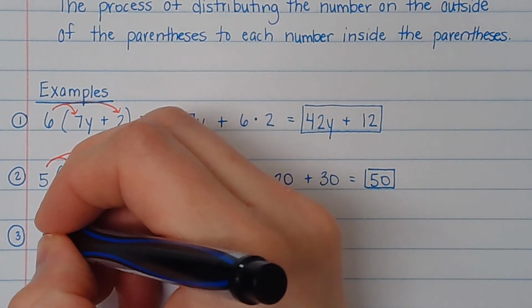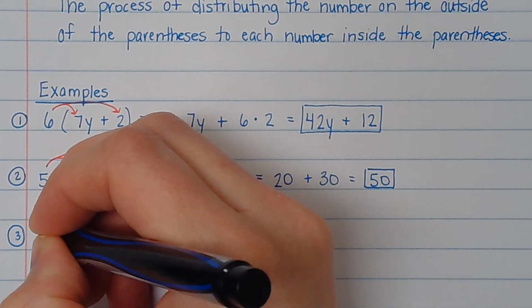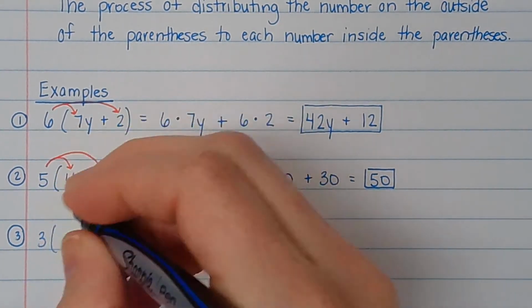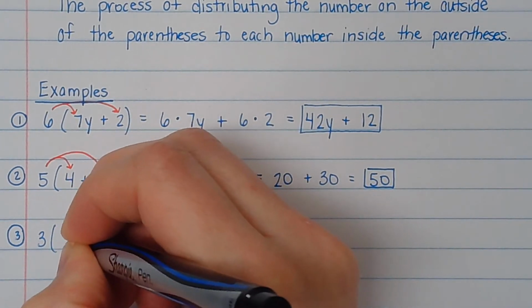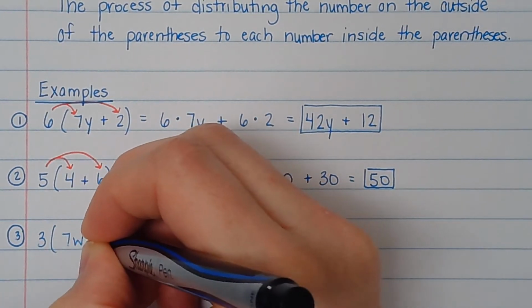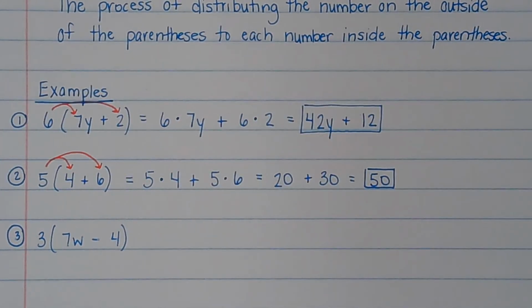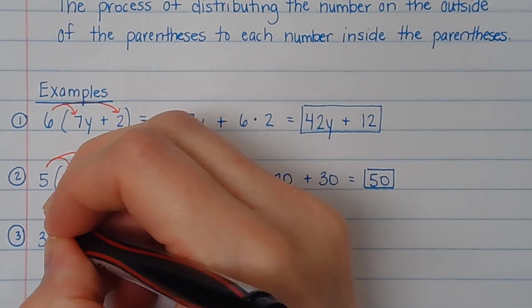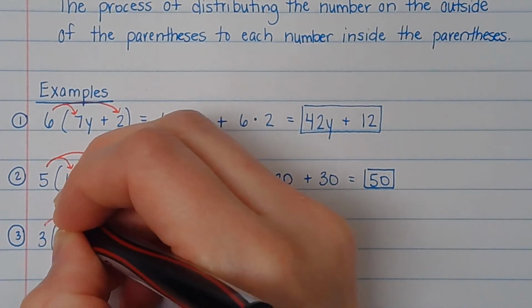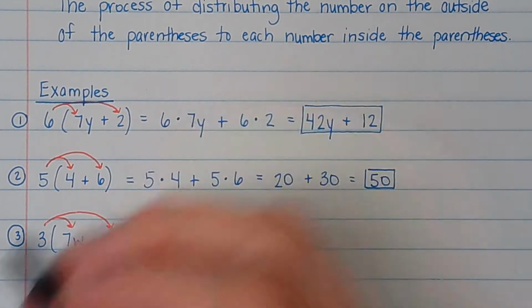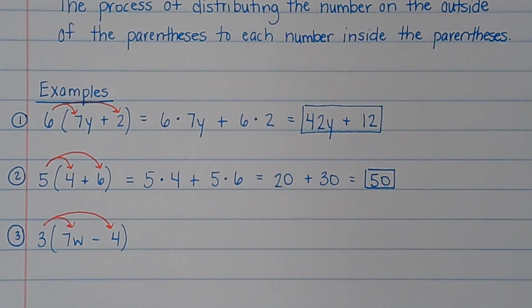Let's say 3 times 7w minus 4. Whatever's on the outside has to go to what's on the inside. The only thing different here is that now it's a minus sign instead of an addition sign.